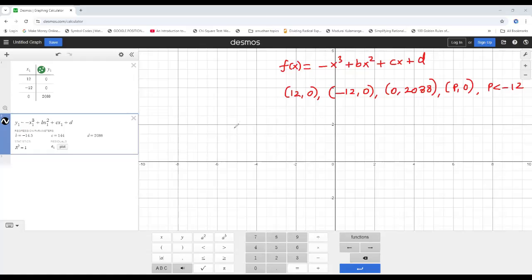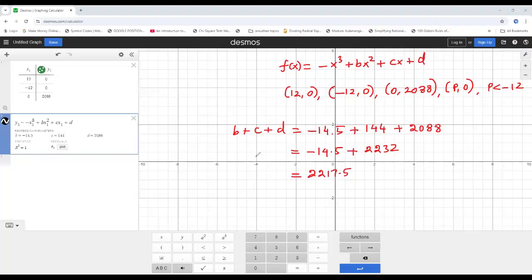Our aim is to find the value of b plus c plus d. For b, we can plug in negative 14.5, for c, we can plug in 144, and for d, we plug in 2088. Now we have to simplify this. Negative 14.5 can be kept as it is. When I add 144 and 2088, I get 2232. When I combine the negative 14.5 and 2232, I get 2217.5. So the value of b plus c plus d is 2217.5.